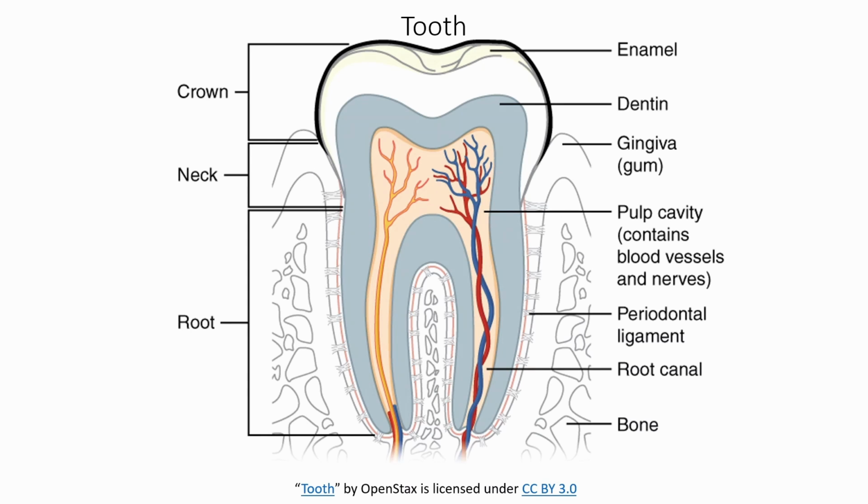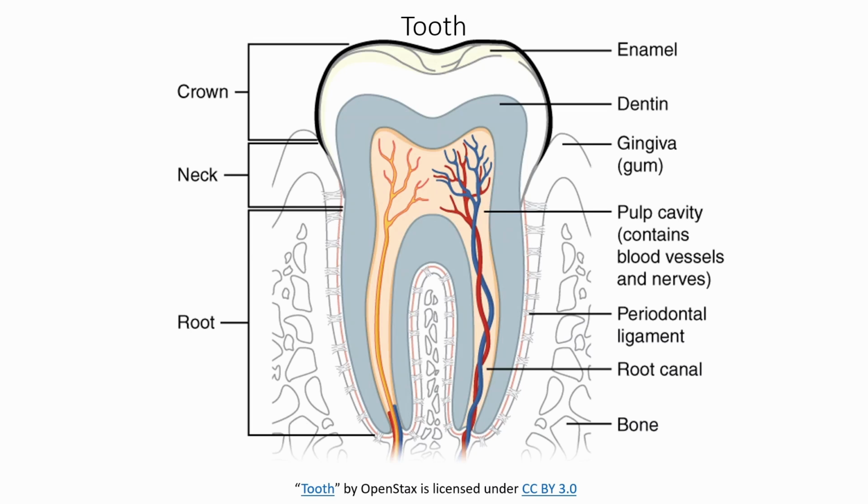So here are the components: the crown, the neck, and the root. The crown is what you see, the neck is what's kind of underneath the gums, and then the root, that's what's going to be all the way down into your jawbone. The enamel is the very outer edge, the dentin is going to be below that, and then the pulp cavity, which is going to be the very inside, and that's going to be very sensitive, right?